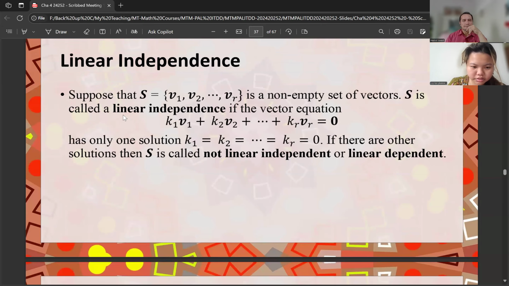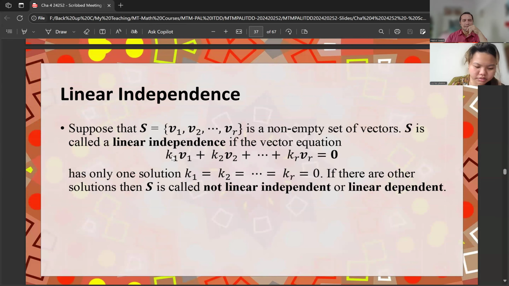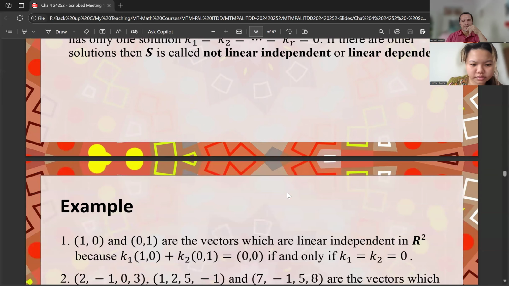Okay, then we talk about linear independence. Linear independence means the linear combination equal to zero has only the zero solution. So k1 v1 plus k2 v2 up to kr vr equal to zero has only one solution: k1, k2, up to kr all equal to zero. This is the requirement of linear independence. If we have any solution other than zero, then we call it not linearly independent, or linearly dependent.